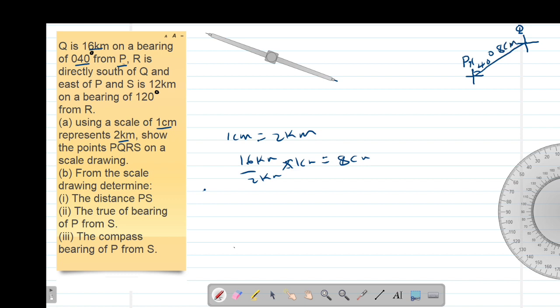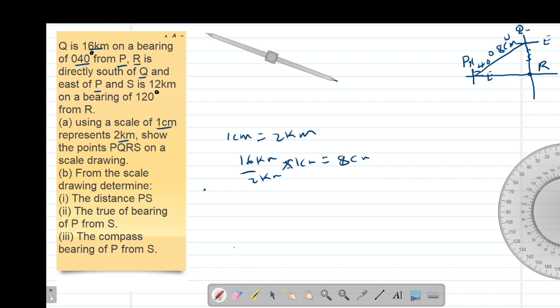Then we are also told that R is directly south of Q. Directly south means, remember, this is the southern direction, this is the east, this is the west, this is the north. So directly south means this point is on the lower side of this. So R is directly south of Q and east of P, so this is the east side of P. It means the point of intersection of these two will give you the point that we are calling R.